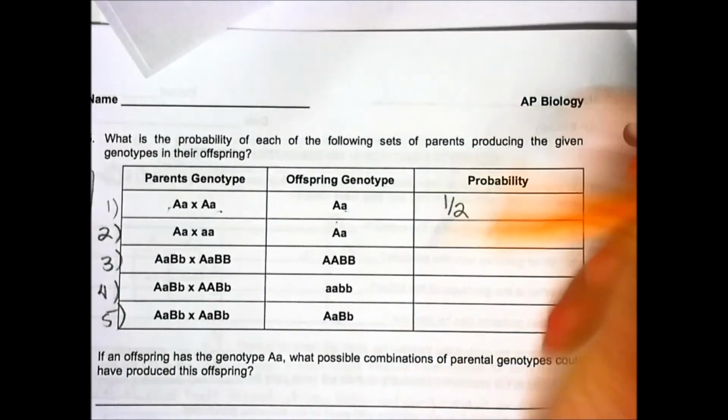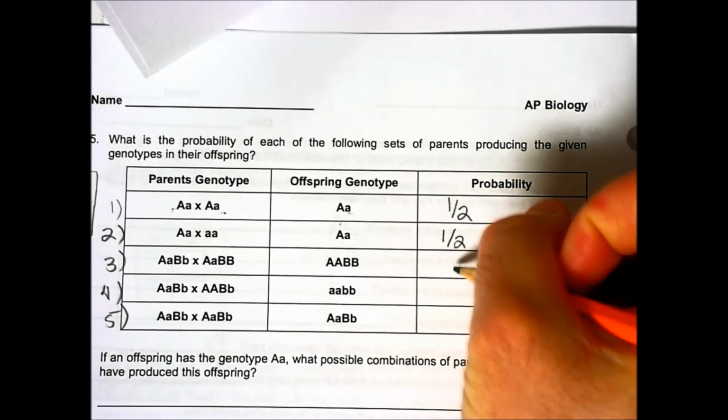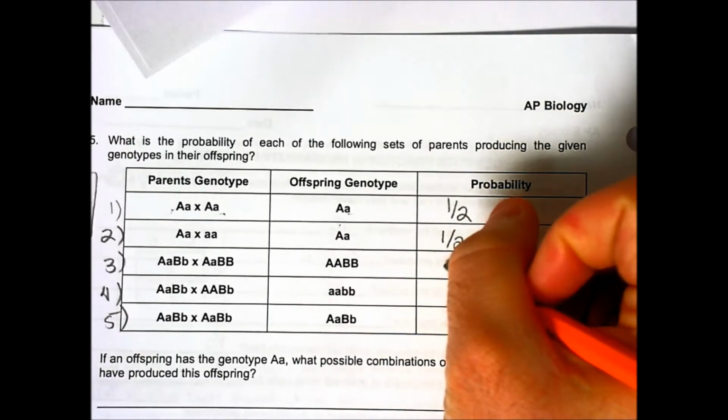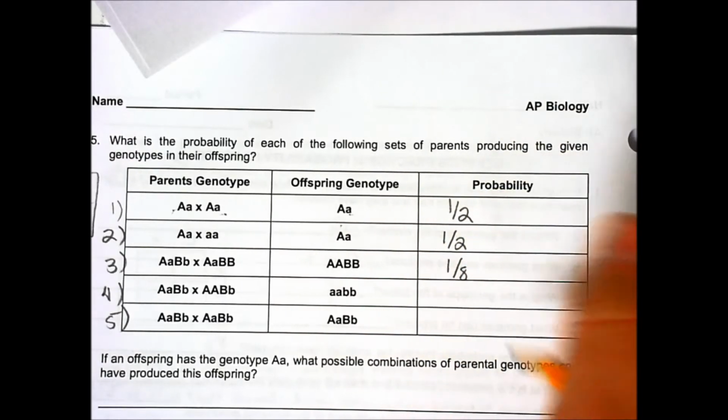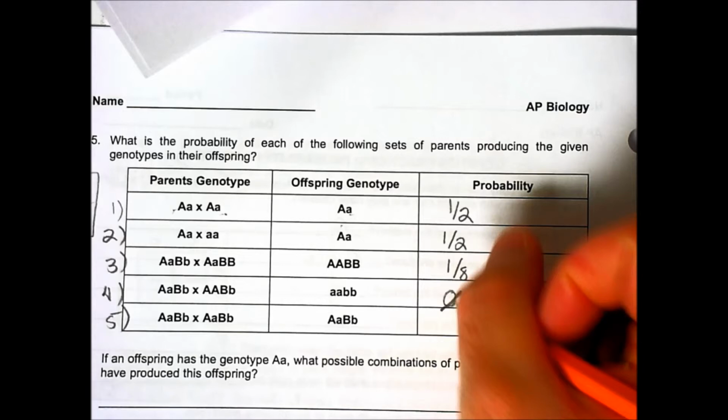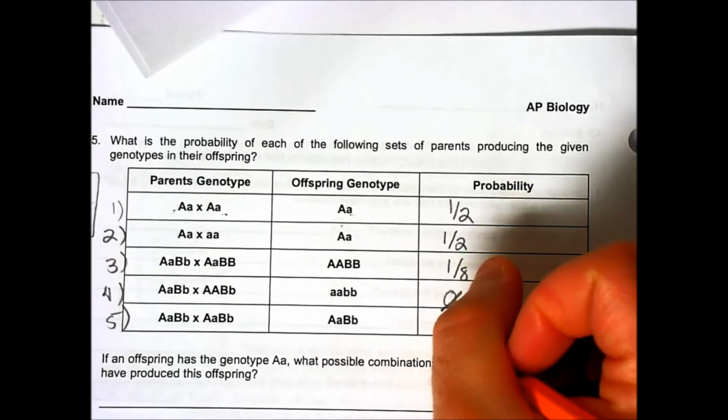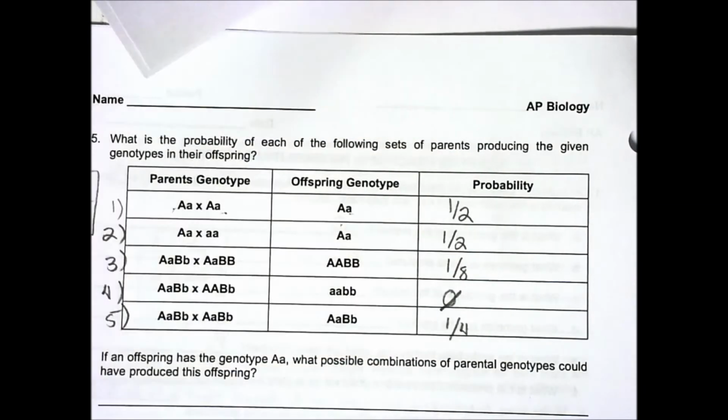To go back over this one was 1/2. What was the third one? 1/8. The fourth one was what? 0. And this last one was what? 1/4. Okay, awesome. And I think that that's a lot of fun. Are we good with that?